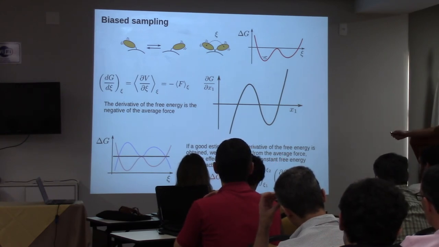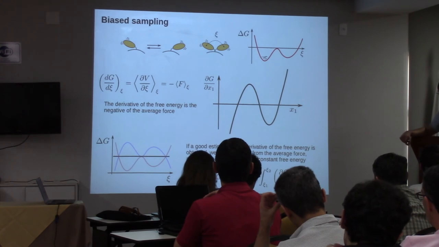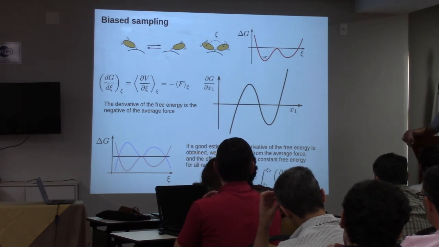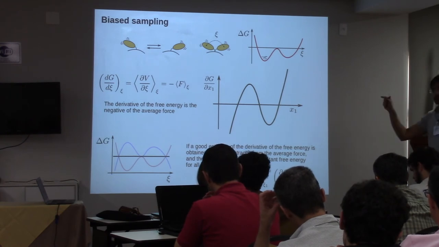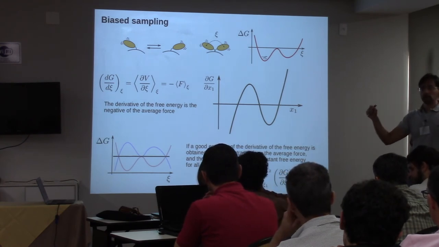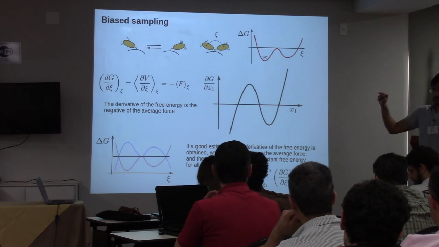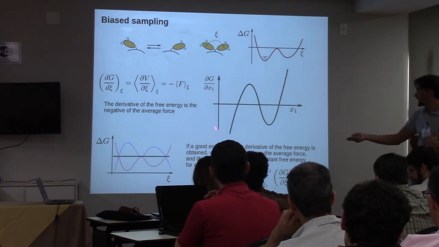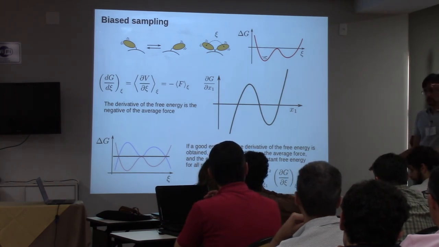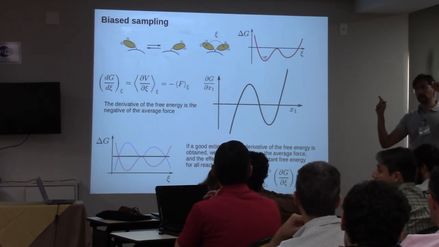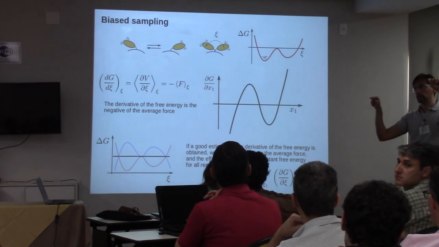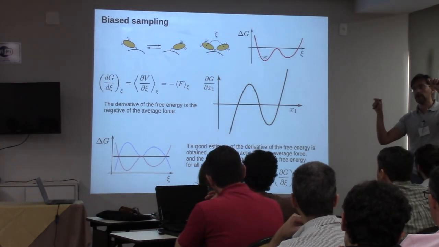In the previous slide, we are saying that we are obtaining a good estimate of the potential energy and adding potential energy perturbations that counteract the potential energy of the system. Now we are saying that if instead of computing the potential energy, we compute the derivative of the potential energy, we can add to the system not perturbations that are potential energy perturbations.